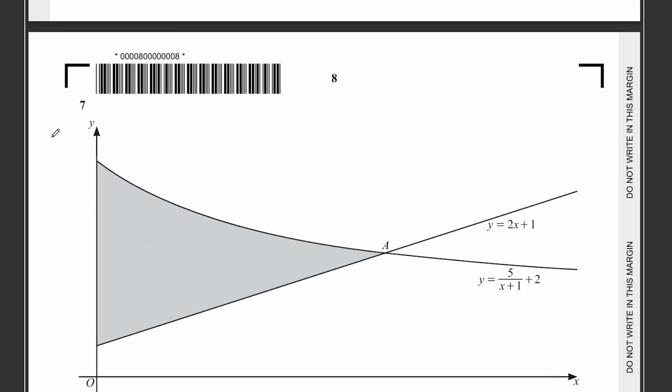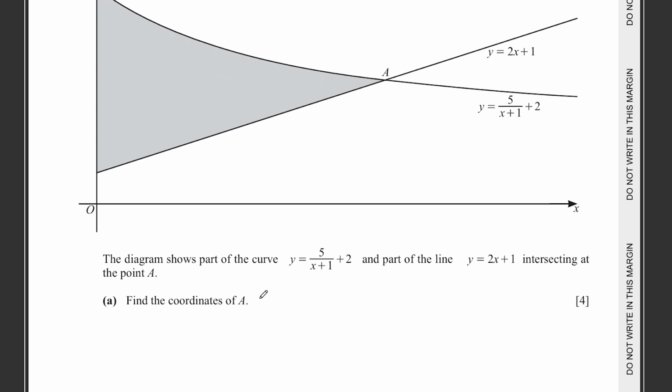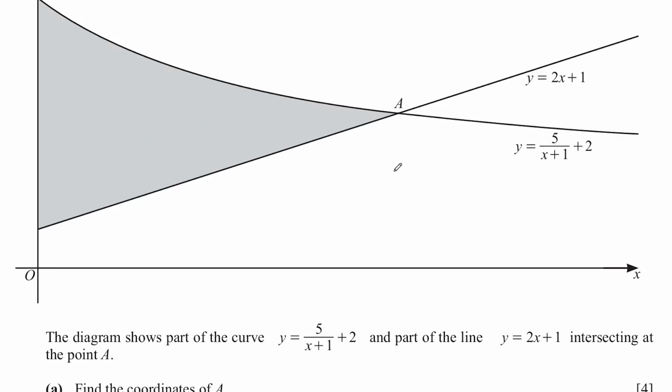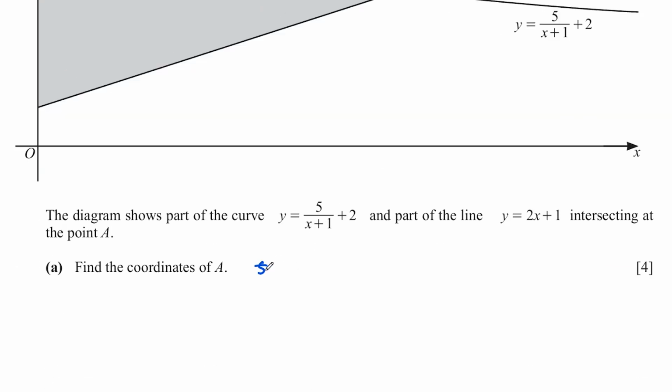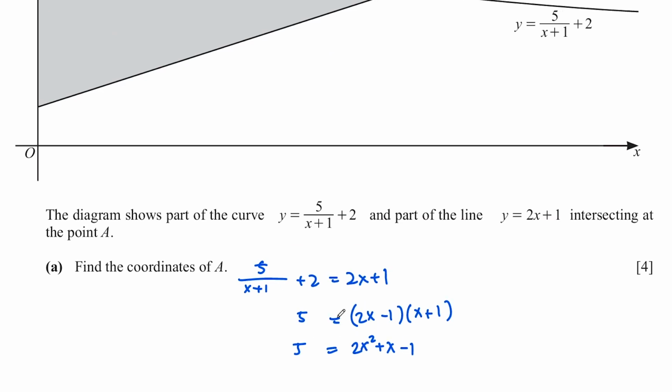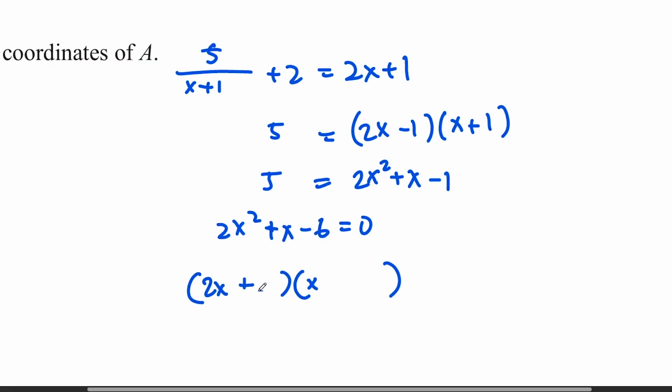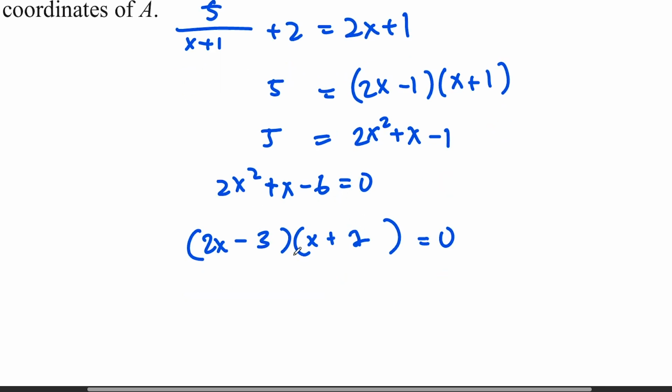Okay, question 7 looks like an integration question. This shows part of the curve, this curve, and this line intersecting at point A. So first we want to find the coordinate of point A, which is just equating them. So I will equate these two. Right, this gives me a quadratic equation, which I believe should be able to be factorized. So yep, this will be the correct factorized version, and we will have two values of x.